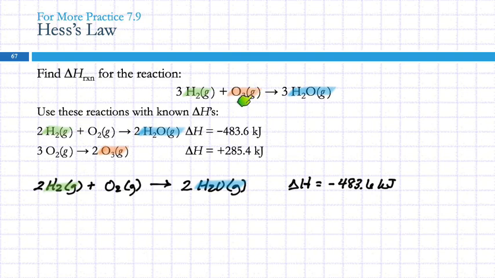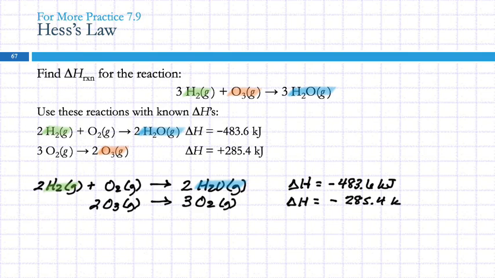I need ozone to be a reactant, and here ozone happens to be a product. So I'm going to reverse the direction for that equation. So I've got 2 O3 gas is going to make 3 O2 gas. And what do I have to do to delta H there? I reverse the reaction, multiply by -1. So this becomes negative 285.4. So I got everything in the right places.